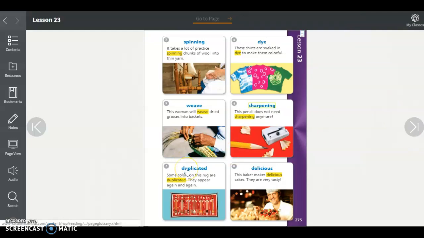Duplicated, say it. Duplicated. You just duplicated me. Some colors on this rug are duplicated. They appear again and again. Say it. Duplicated. What do you think duplicated means? Mrs. Isham gave you a big hint.